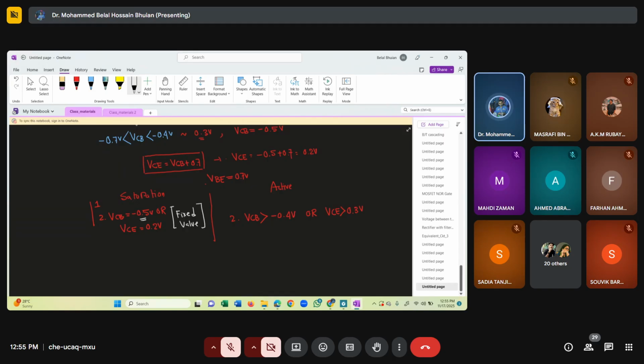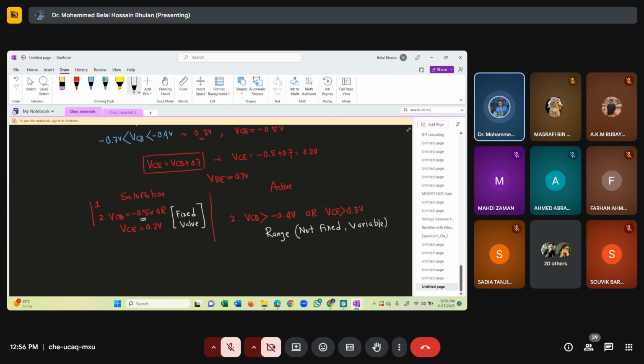Minus 0.5, minus 0.0, minus 0.5, and VC 0, fixed value. On the other hand, for active region, it is what? It's a range, not fixed. Which means it becomes a variable. So that's the difference. In the active region, it's a range.